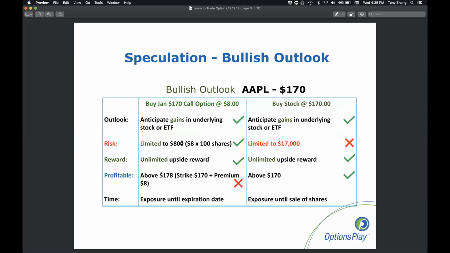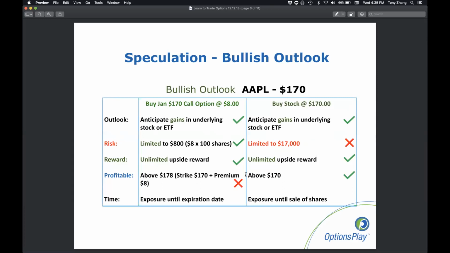The big difference then comes down to profitability. When does each one of these strategies become profitable? When you buy a stock at 170, as long as the stock moves up even by a penny, this trade will be profitable. You get dollar for dollar exposure. As long as it moves up even by a penny, you will be profitable.